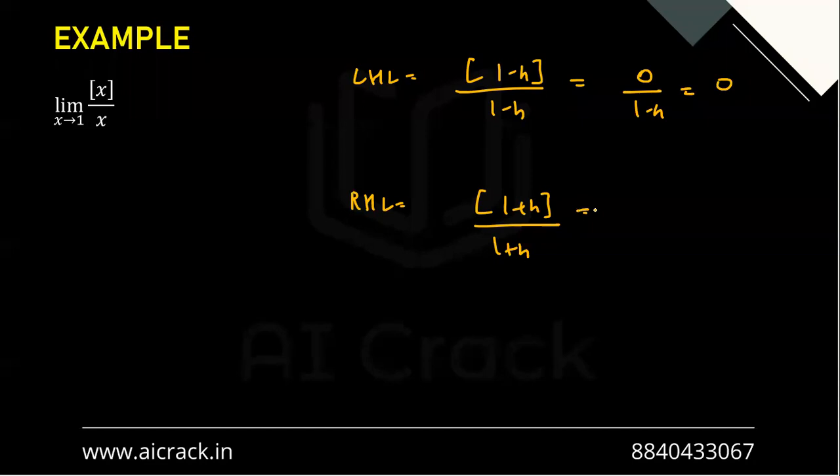In this case, that would be 1 because it's 1 plus something. So basically, GIF of that would be 1 and divided by 1 plus h. So that would be 1. h is very small, so we can approximately write it as 1. So whenever we are writing the limits, we have to ignore this h in the final calculation. So that is how it comes out to be 1. So again, these are not equal, so the limit doesn't exist.